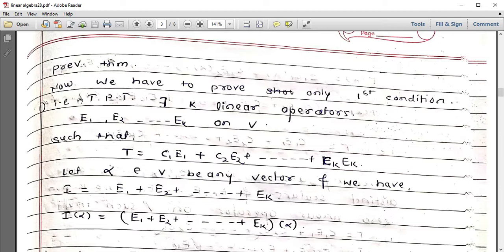That is, to prove that there exist k linear operators E1, E2 up to Ek on V such that T is equal to c1 E1 plus c2 E2 up to ck Ek. For this, let alpha belong to V be any vector. By the first condition of the previous theorem, I is equal to E1 plus E2 plus up to Ek. Apply this operator on alpha: I of alpha is equal to E1 plus E2 plus up to Ek of alpha.